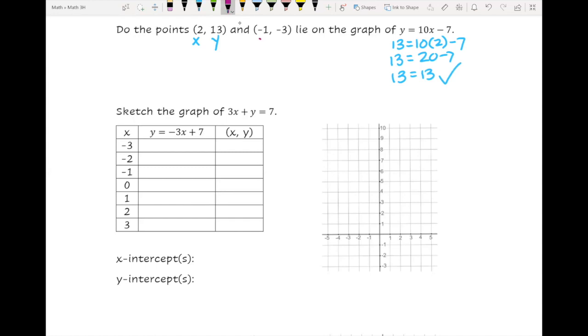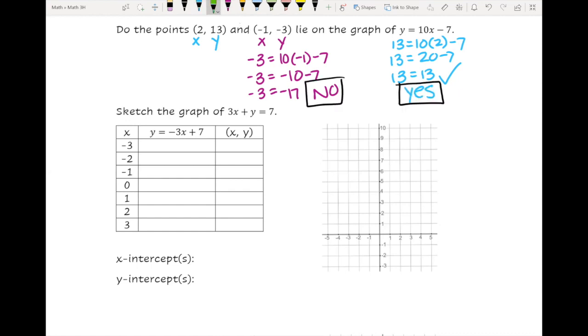Let's check our next x, y point. Let's see if the y value, -3, actually equals 10 times the x value, minus 7. So 10 times -1 is -10, minus 7 is -17. So actually, this is not true. For that reason, no, this does not lie on the graph. The first one, yes, did.